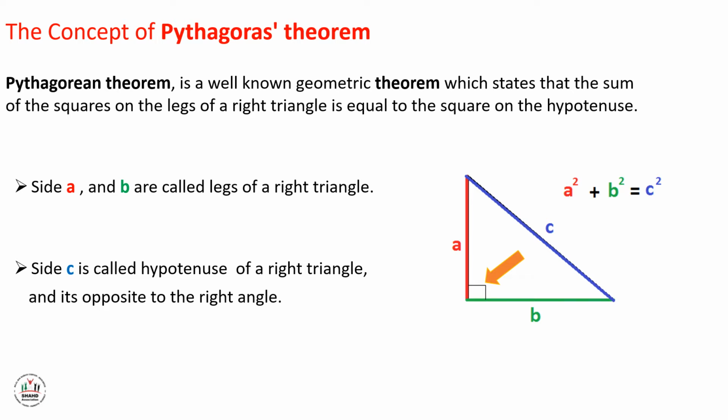Pythagorean theorem is a well-known geometric theorem which states that the sum of the squares on the legs of a right triangle is equal to the square on the hypotenuse. We call sides A and B legs, while C, which is the side opposite to the right angle of the right triangle, is called the hypotenuse. In such manner, C square will equal A square plus B square, and this is called Pythagoras theorem.